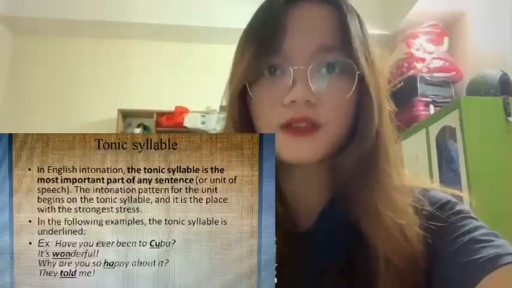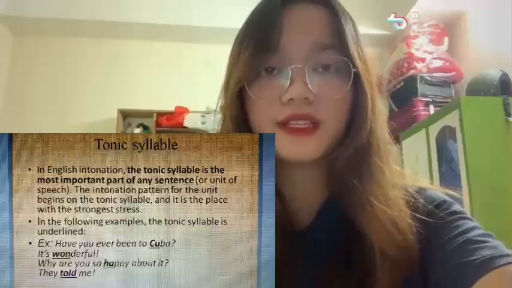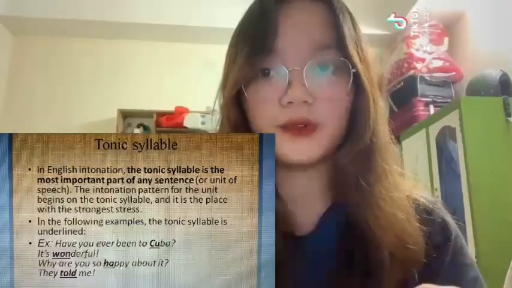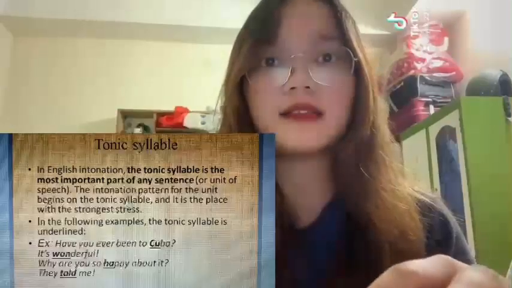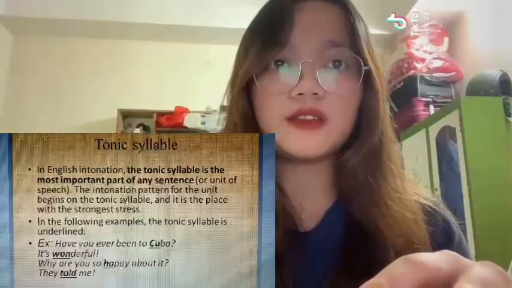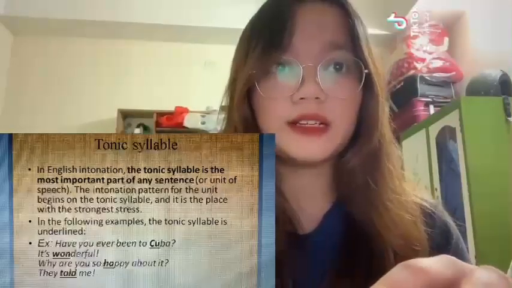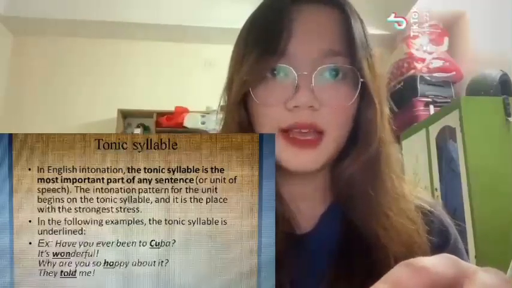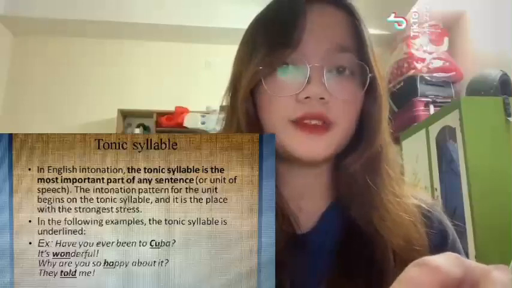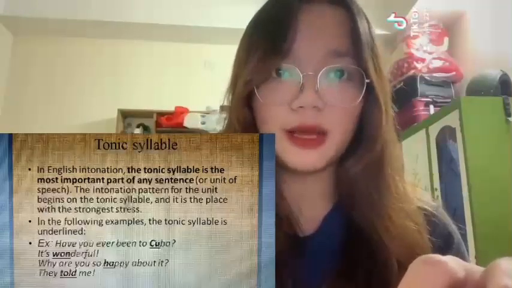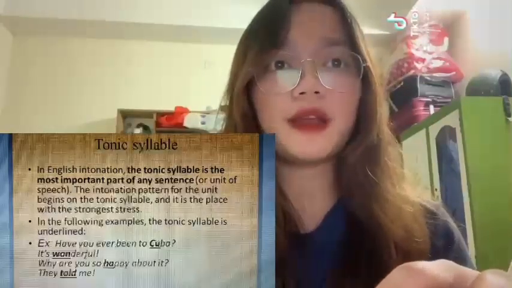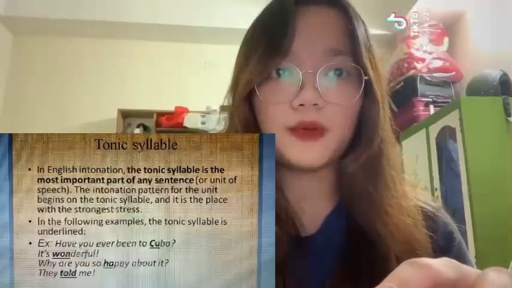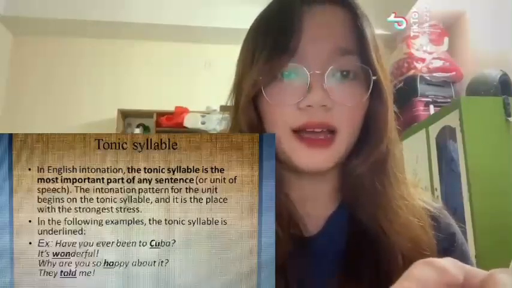The first, tonic syllable. Tonic syllable is the most stressed syllable where the tone flows. In English intonation, the tonic syllable is the most important part of any sentence or unit of speech. The intonation pattern for your unit begins on the tonic syllable, and it is the place with the strongest stress. In the following example, the tonic syllable is underlined.